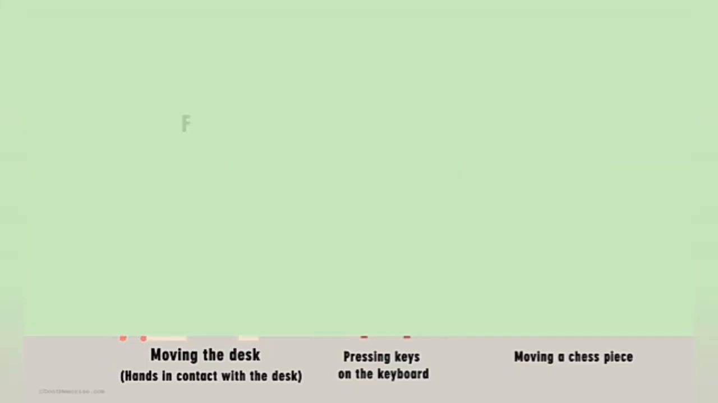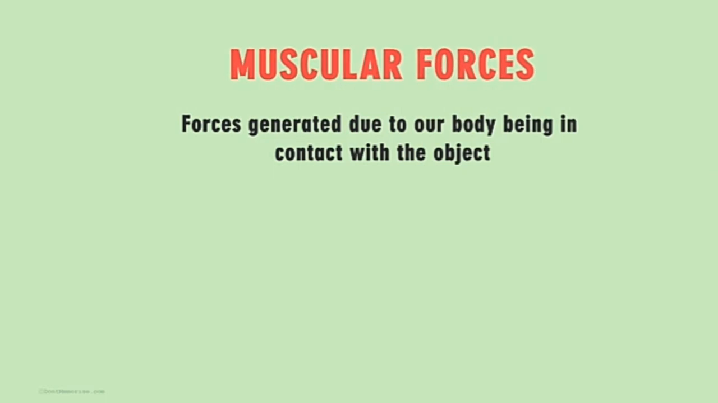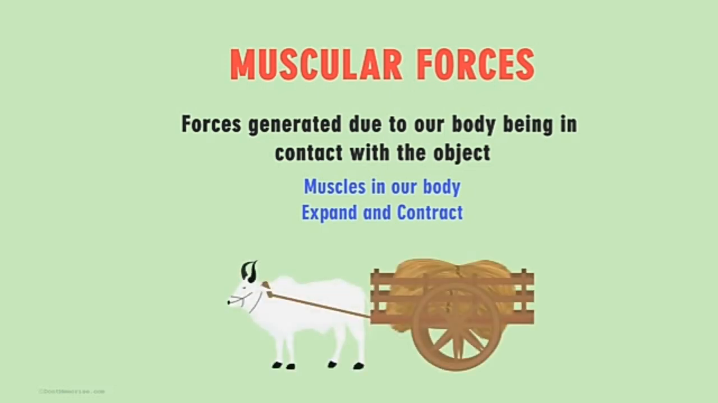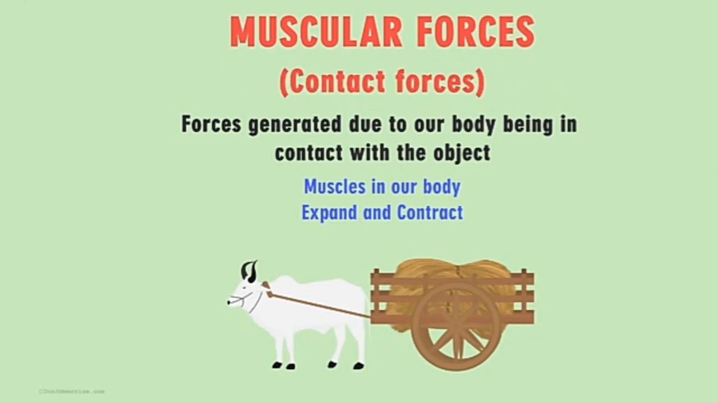The body expands and contracts. These are all examples of contact force. Forces generated due to our body being in contact with objects are called muscular forces. Even animals apply muscular forces. The bullock cart carries the heavy load using its muscular forces. So, muscles in our body expand and contract, and forces generated due to our body being in contact with the objects are called muscular forces, which are an example of contact forces.